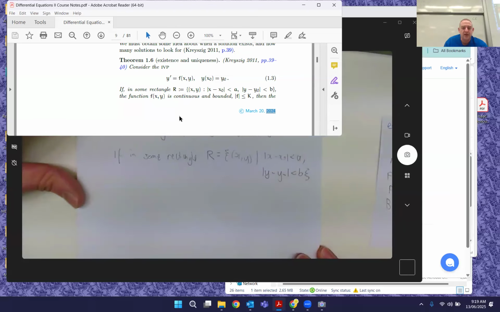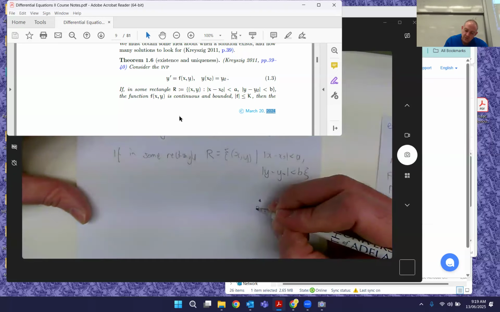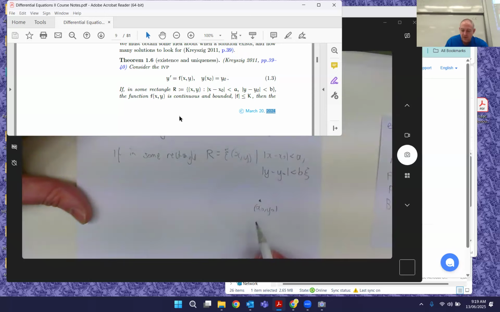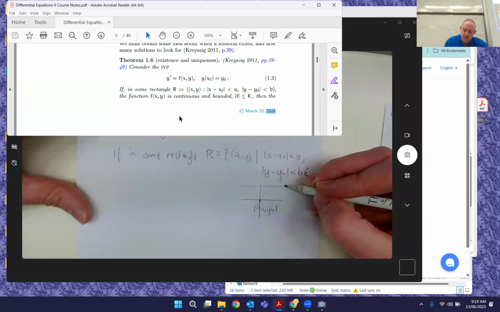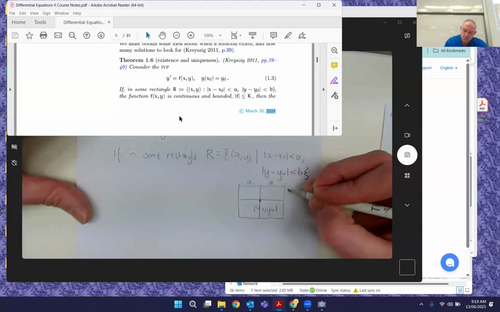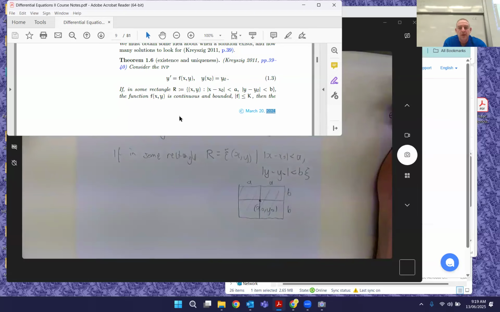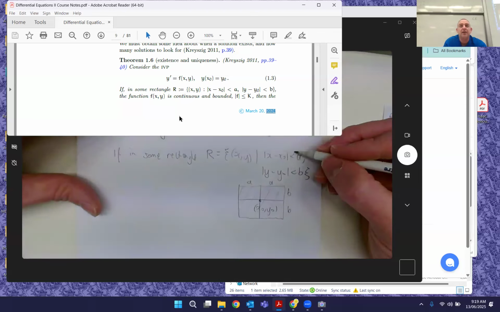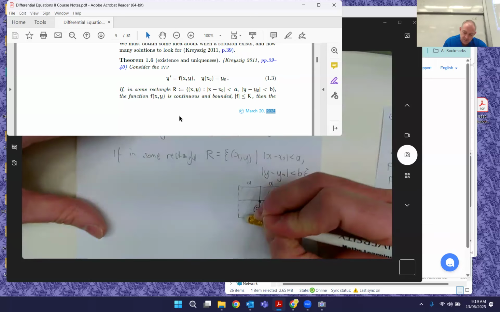Okay, so the next thing to understand is that rectangle would be something like, there's x naught, y naught. And it says that the distance between x and x naught is less than a, so I can go a either way from x naught, and I can go b either way from y naught, and then that's the rectangle. Okay, that is the rectangle R. Though technically the edges are dotted because it's a less than sign. It doesn't include the edges itself. It's an open set.